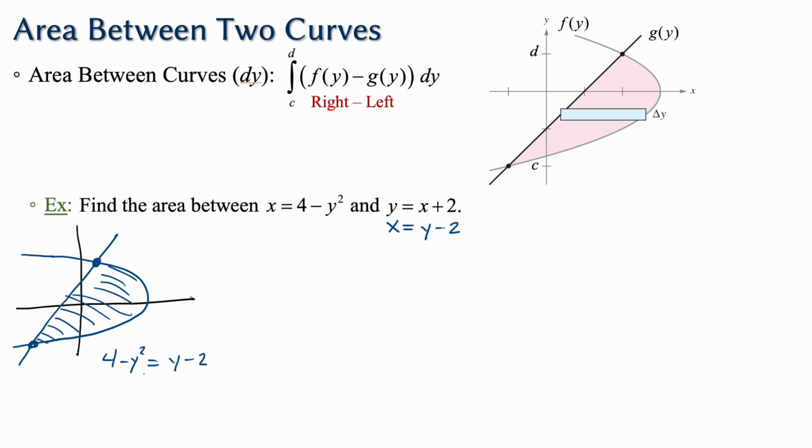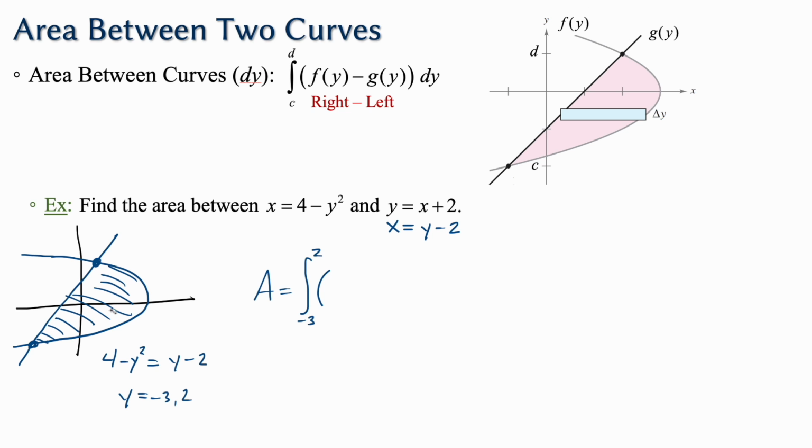So if you set this equal to 0 and factor and so on, we'll discover our limits of integration go from -3 to +2. So when we set this up, we're going to integrate along our y-axis from -3 to 2, always in that increasing way. And then, of course, our right side is going to be, again, the parabola here. And then our left side will be the line. So we'll just take our parabola minus the line.